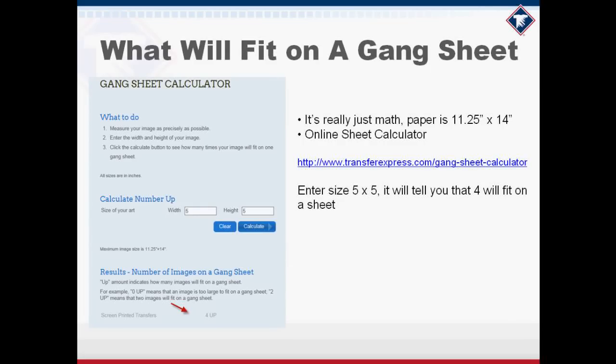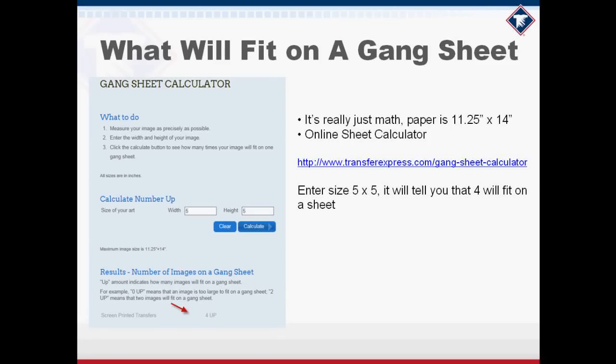So what will fit on a gang sheet? We have a gang sheet calculator actually available. If you go to transferexpress.com/gang sheet calculator, you can access a gang sheet calculator in which you enter a height and a width, and it will actually tell you how many images will fit per sheet. And it doesn't have to be a perfect square like 5 by 5 in my example here. You could put in there 1 1/4 by 6, and it'll spit out exactly how many you'll get per sheet.